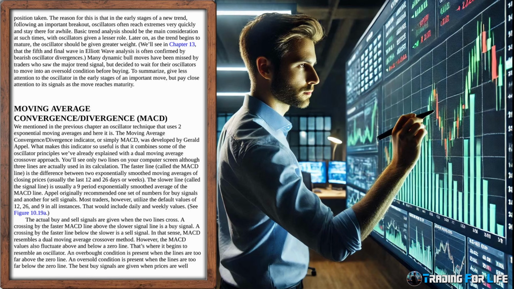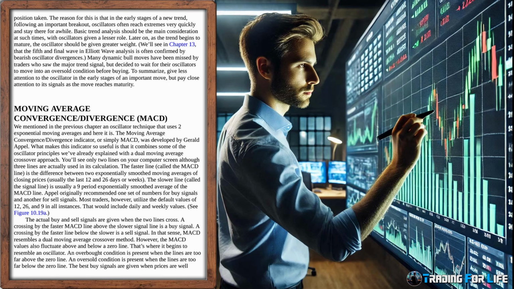You'll see only 2 lines on your computer screen, although 3 lines are actually used in its calculation. The faster line, called the MACD line, is the difference between 2 exponentially smoothed moving averages of closing prices, usually the last 12 and 26 days or weeks. The slower line, called the signal line, is usually a 9-period exponentially smoothed average of the MACD line.